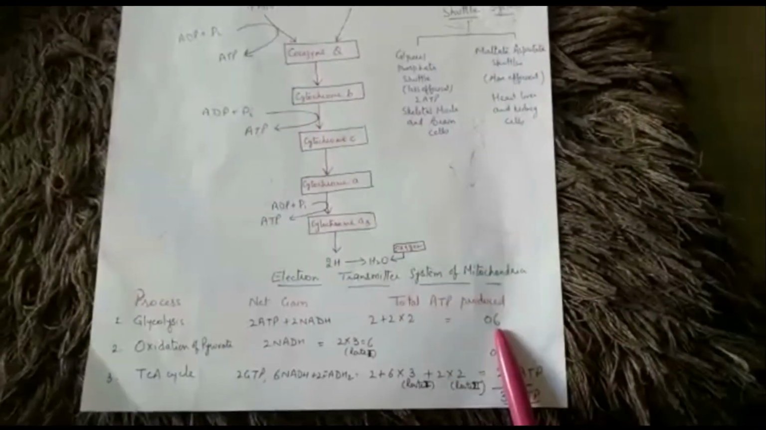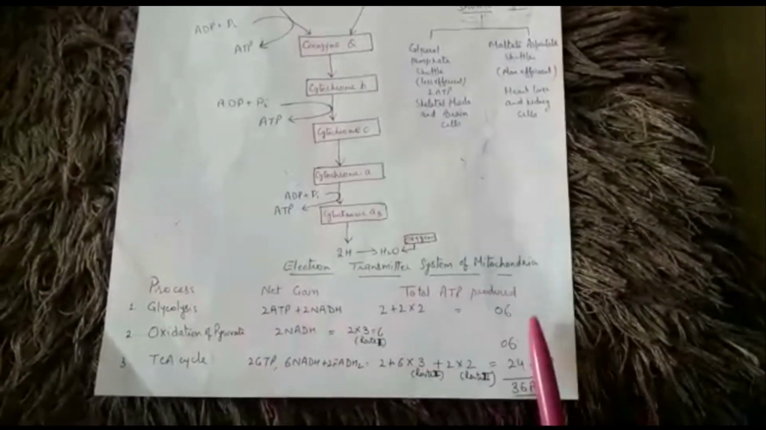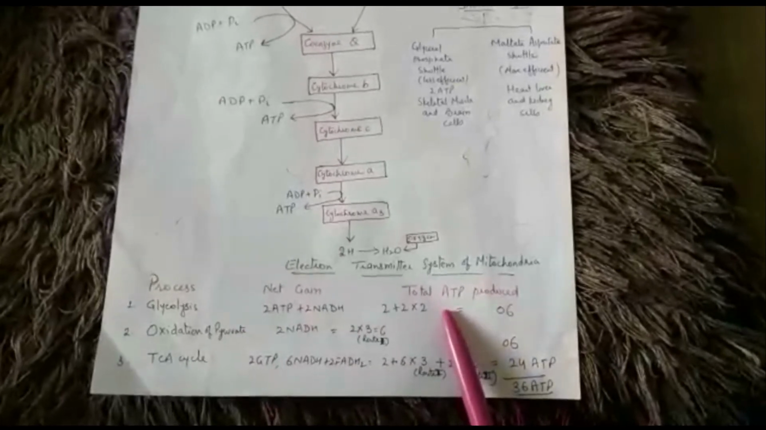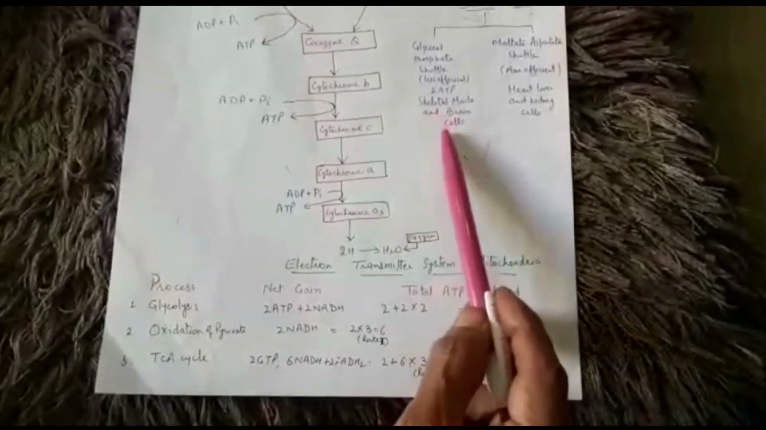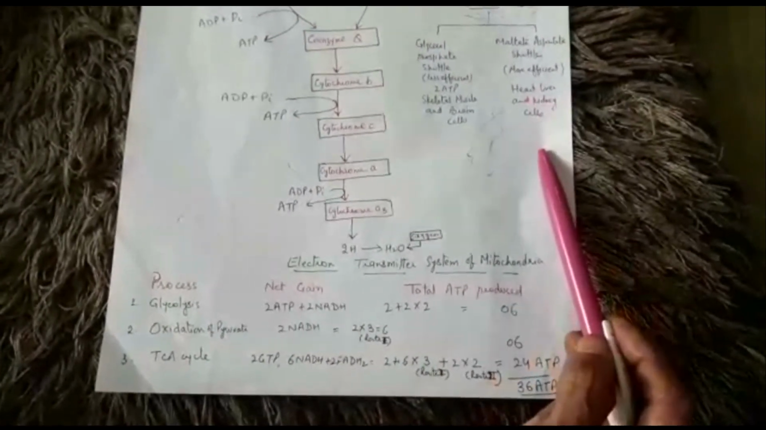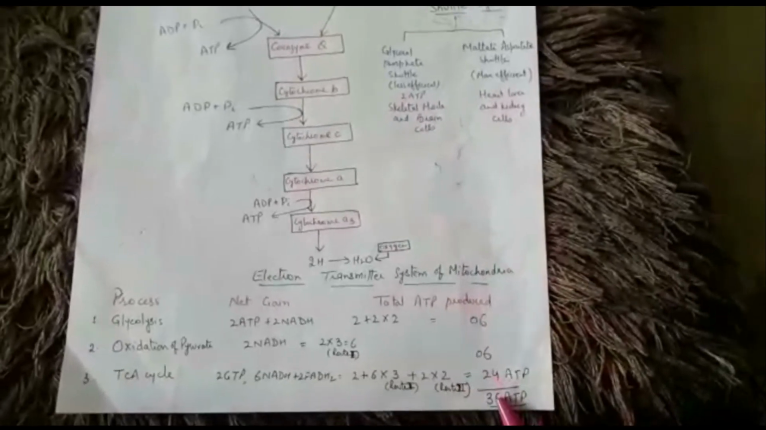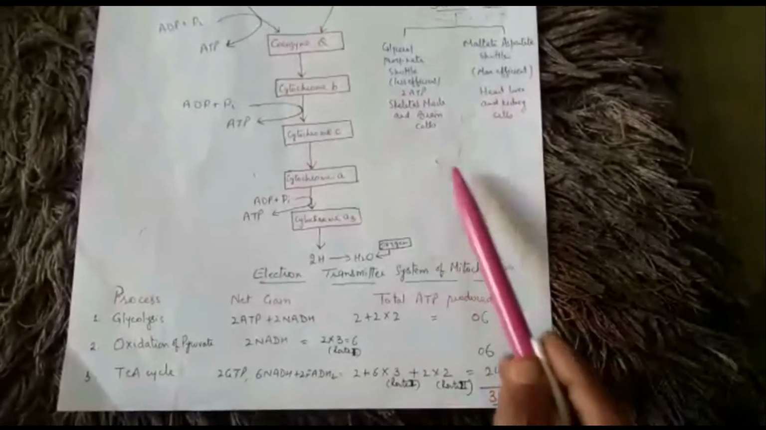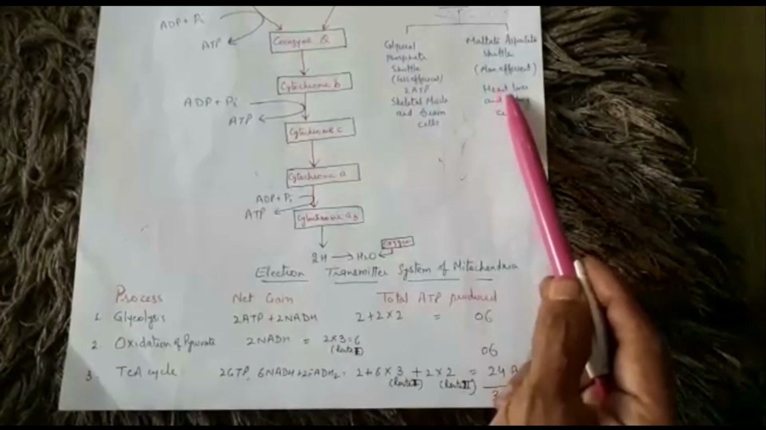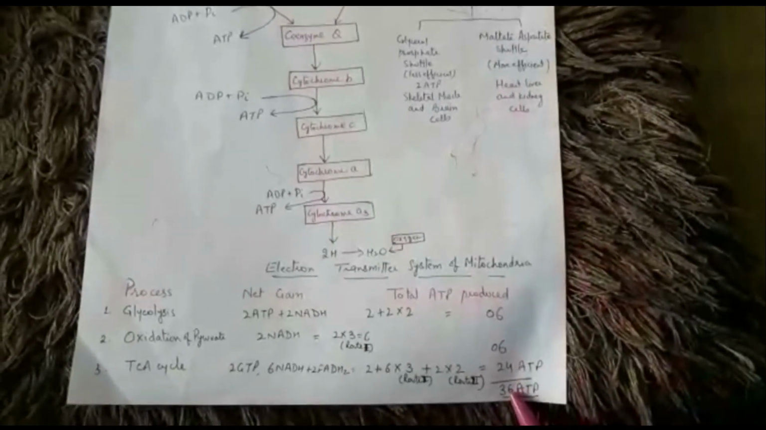So the energy produced by glycolysis varies in different cells. It may be 6 ATP in skeletal muscle and brain cells, it may be 8 ATP in heart, liver and kidney cells. It means in these cells the total net gain of glucose metabolism is 36 ATP, whereas in case of heart, liver and kidney cells it is 38 ATP.